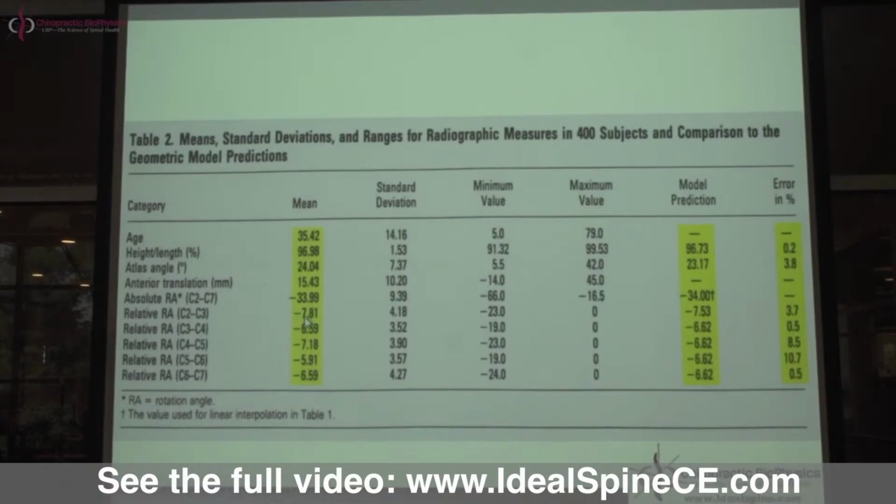The C2, C3: how close does our model, using 40% larger for C2, approximate the actual data? A 3.7% error. How close does it approximate the rest of the segmental values? Look at this: 0.5%, 8.5, 10.7, and 0.5. Now the only outlier appears to be this C5, C6 level, 10.7%.